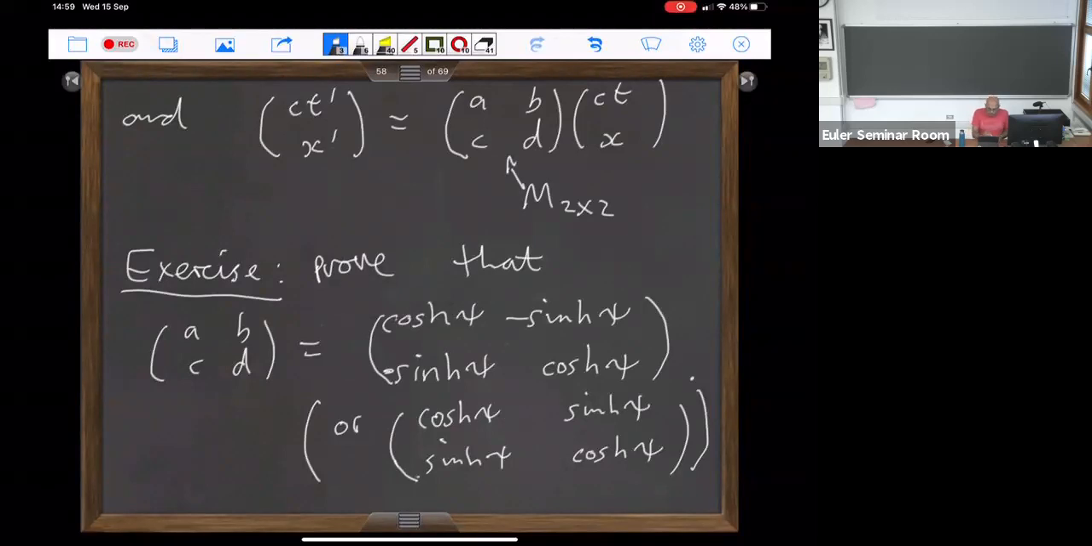So this I'm going to give as another exercise. And the exercise is to simply prove that the 2x2 matrix, which we'll say has entries A, B, C, D, is given by a matrix which looks similar to the cosine and sine rotation matrix, but now instead of cosines and sines, we get hyperbolic cosines and hyperbolic sines. And instead of the angle theta, we've got some parameter psi.